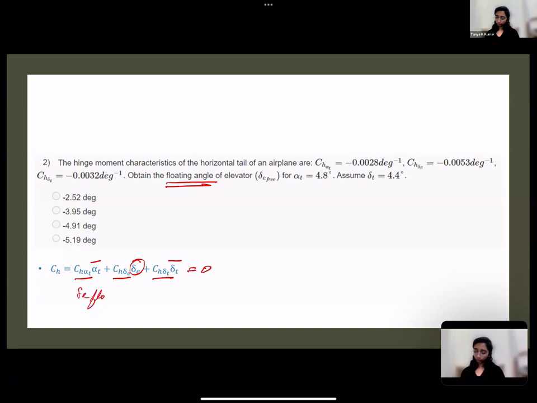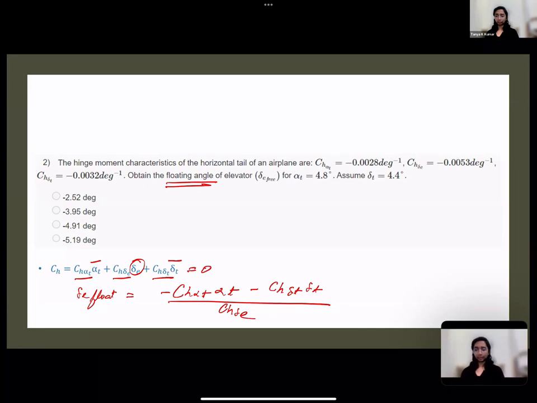Delta E float equals minus CH alpha tail into alpha tail minus CH delta T into delta T upon CH delta E. Delta E free, delta E float, same thing. What is the value? They are all in per degrees and degrees, so you don't really have to convert anything. It's a direct substitution.